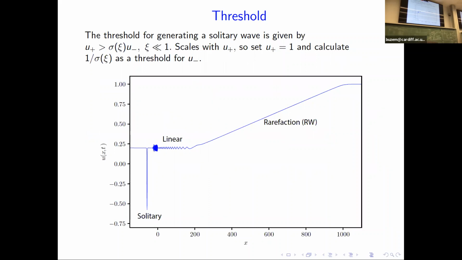Okay, so this is what we're looking for. I say U plus equals 1, and 1 over sigma will be a threshold for U minus. If U minus satisfies the inequality, then we get a picture like this. And if it doesn't, then we just see this linear wave.